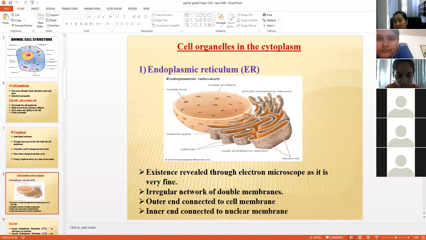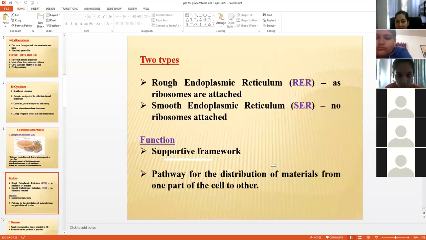Okay? So now, children, the points to remember about the endoplasmic reticulum. I'll go through it one more time so that it fixes in your mind. One end of the endoplasmic reticulum is connected to the nucleus. The other end is connected to the cell membrane. It is so minute that its existence could be seen only with the help of an electron microscope. And then look at the structure. How is the structure? It is irregular and it is double membrane. Okay? Now, we move to the next slide.